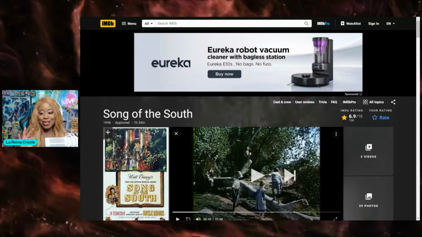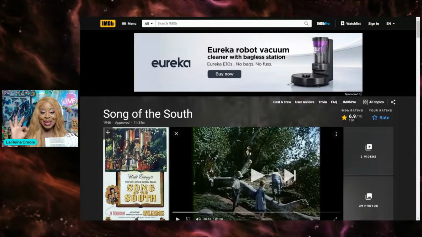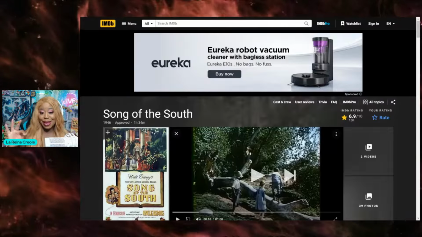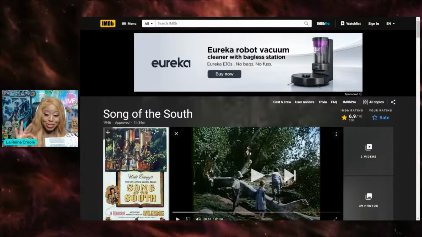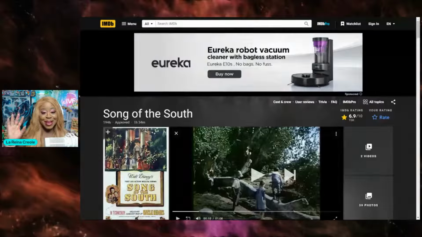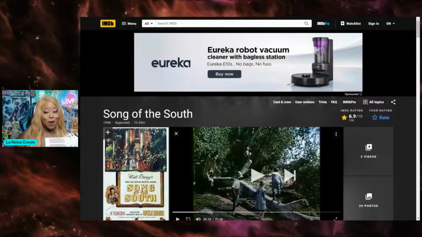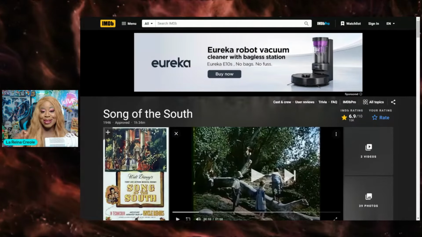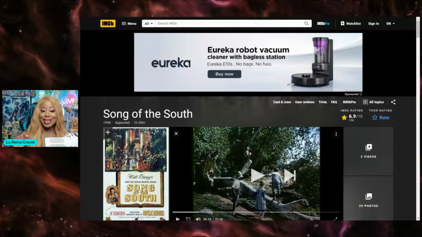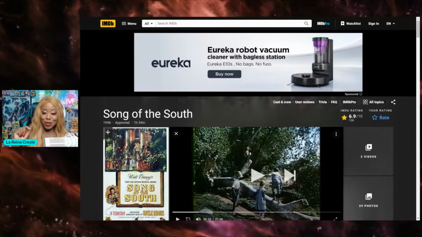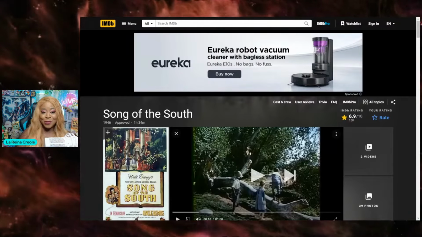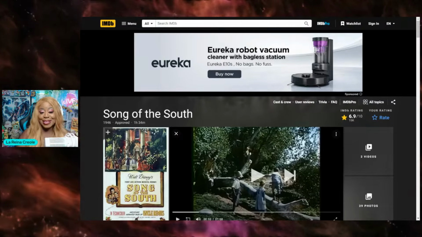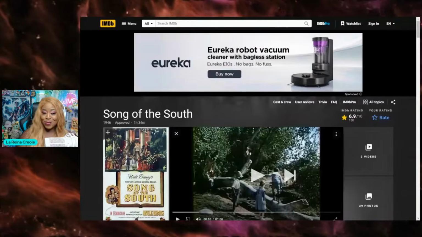Because given the art that's on the front, this looks like it's going to be set during the antebellum South. Antebellum meaning before the Civil War. There's nothing in this artwork that tells you the true time period of this film. So I'm going to let you know, when I do commentary on the film, this film is set during the Reconstruction era.